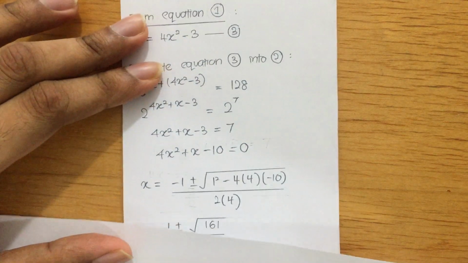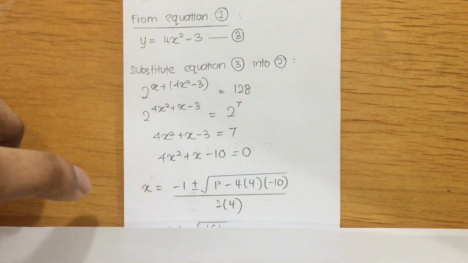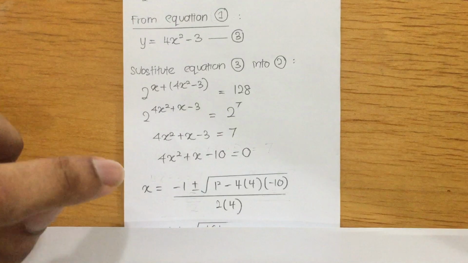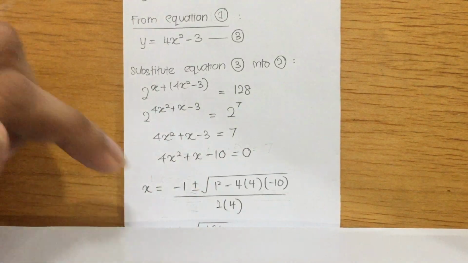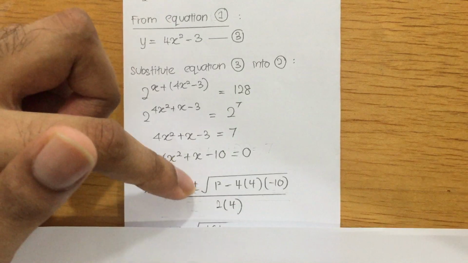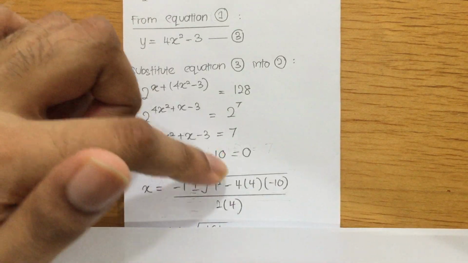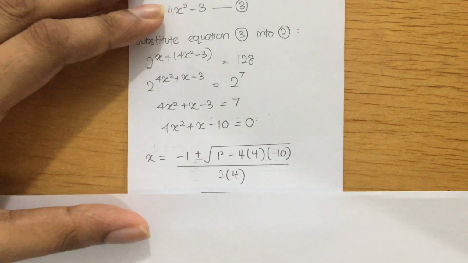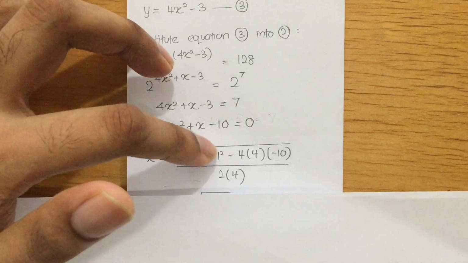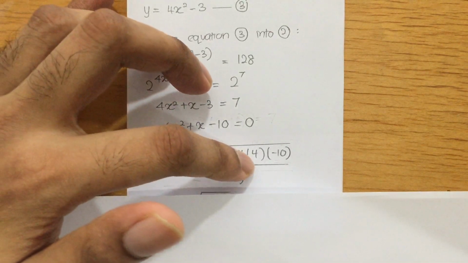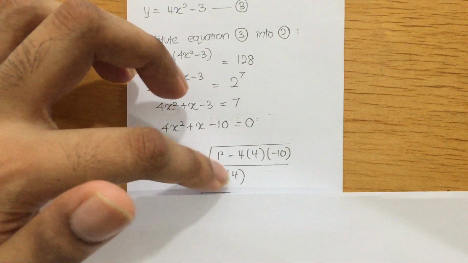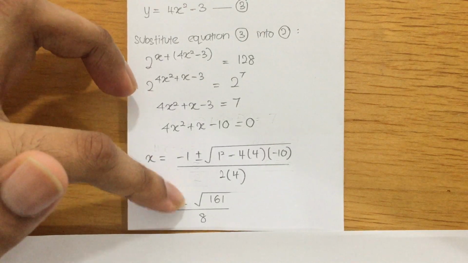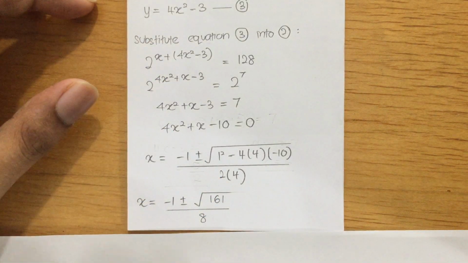So for that, you need to use a quadratic formula. You substitute all the respective coefficients, the a, b, and c. In this case, our a is 4, b is 1, and c is negative 10. So x equals negative b plus minus the square root of b square minus 4ac, divided by 2a. So proceed to the next step, which is negative 1 plus minus square root of 1 square minus 4 times 4 times negative 10, divided by 2 times 4. From here you should get your answer. x equals negative 1 plus minus square root 161 divided by 8.